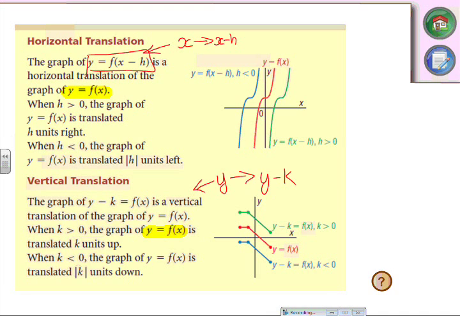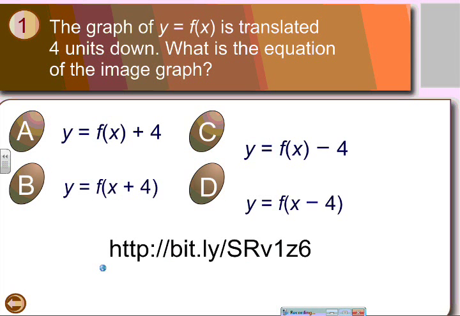So into your bit.ly site there, trying to see, if I said y equals f of x, going down 4 units, which one gives us the new equation? Vote on that one for yourself.